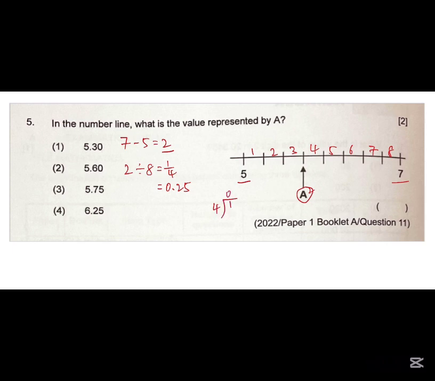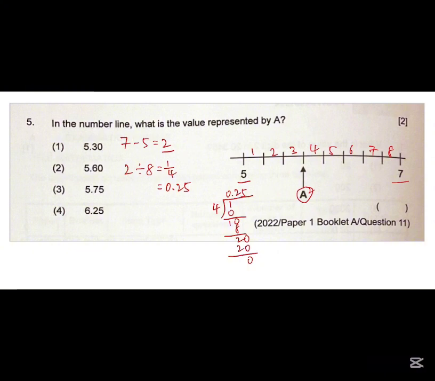4 times 0 will give me 0. 1 minus 0 will give me 1. Okay, I'll add a decimal point here. Add 0 here. So 4 times 2 will give me 8. So 10 minus 8 will give me 2. Okay, add 0 here. 4 times 5, 20. 20 minus 20 will give me 0. So that's how I get 0.25 from the fraction 1 over 4.